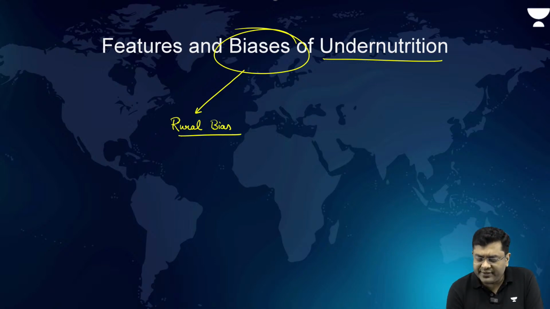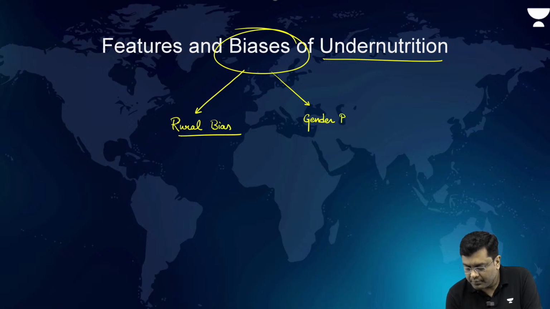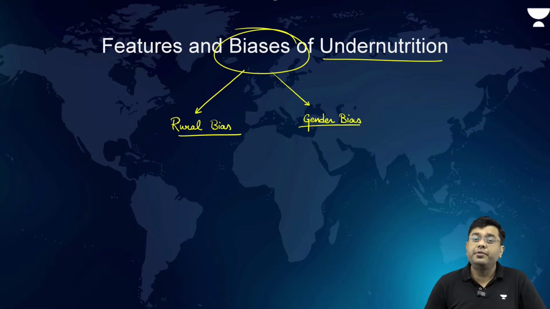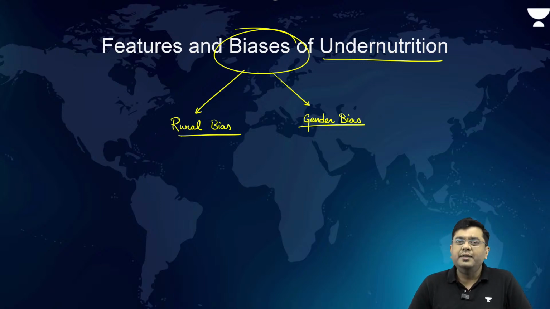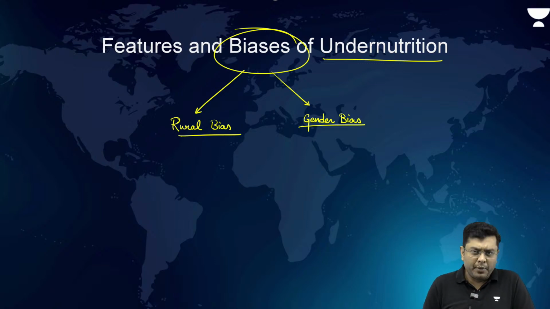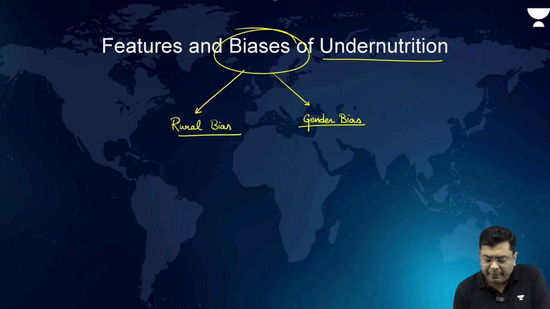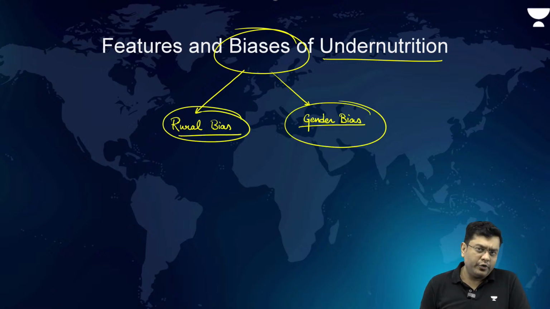Then you also have what is referred to as a gender bias. Now that basically means that the women population suffer from the malaise of undernutrition much more as compared to the male population. This is largely an attribute of the societies where the women are not that empowered. They don't have enough amount of economic might. So that is basically the two kinds of inherent biases that you can attribute to undernutrition.